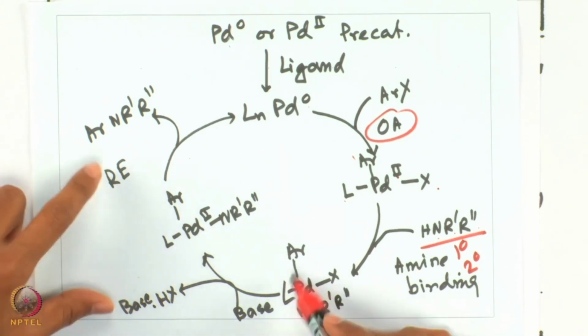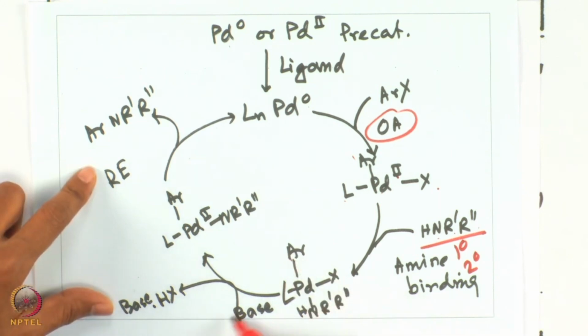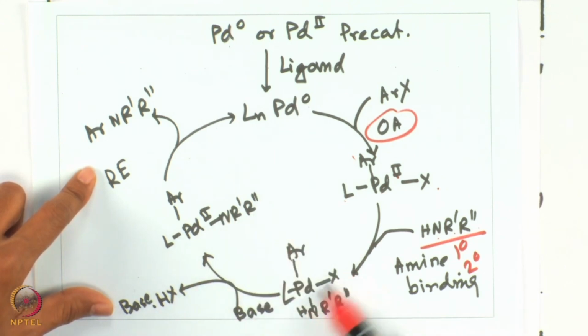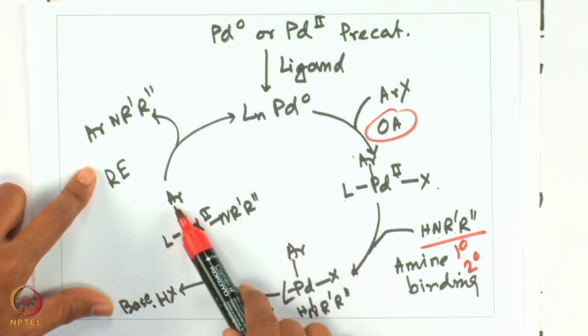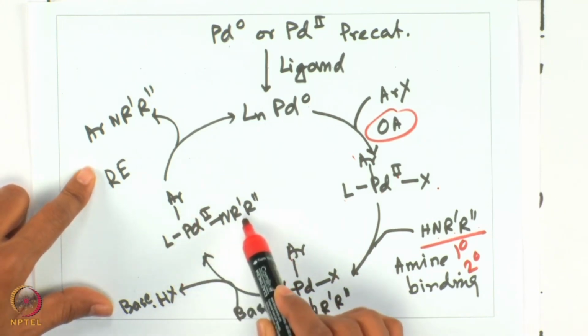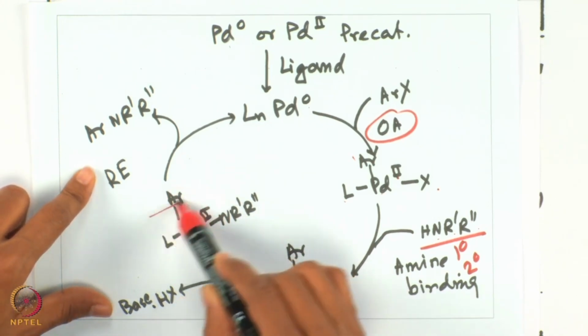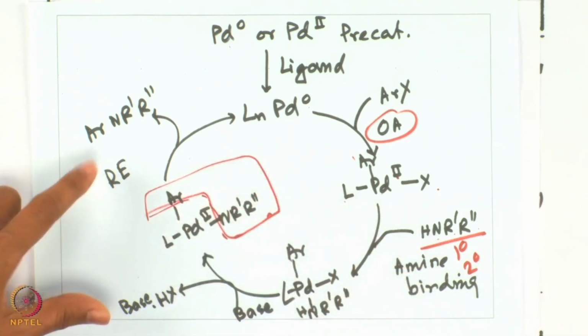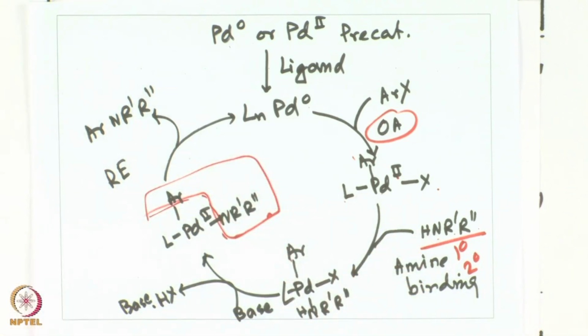So, 4 coordination: ligand, aryl, X and amine. The base will participate in the reaction to give you the deprotonation, and HX, of course, HX will go out during the process. So, you have aryl group and deprotonated amine coordinated with palladium, from which a reductive elimination will give rise to the product formation of the desired secondary or tertiary amine.